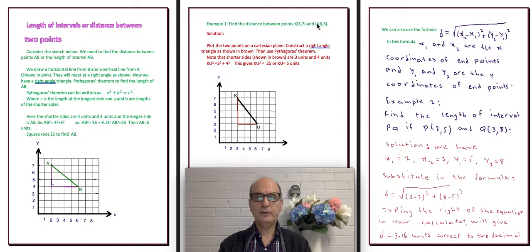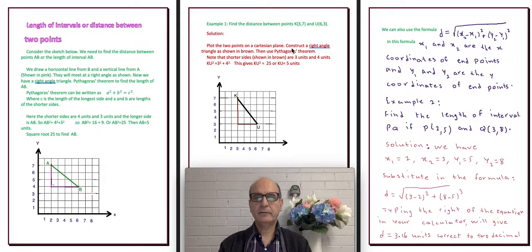And the point U has an x value of 6 and a y value of 3. So that's your point U. x6, y3.